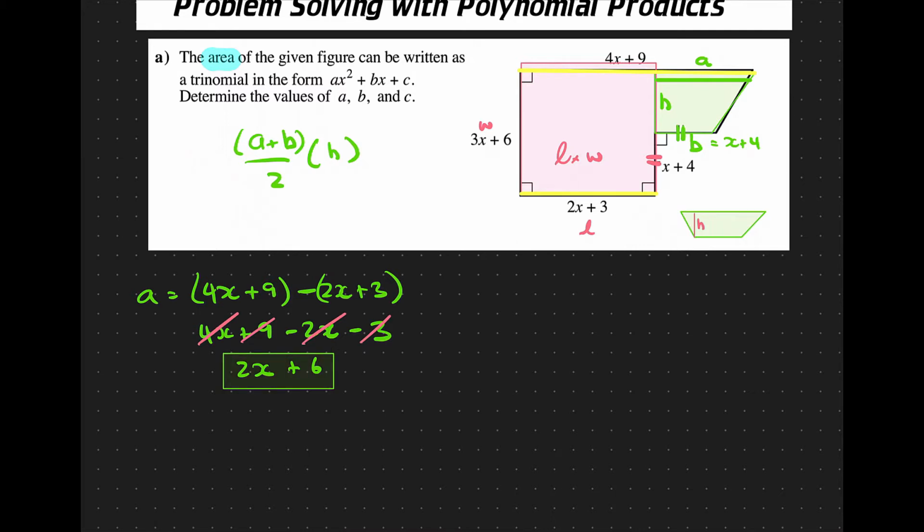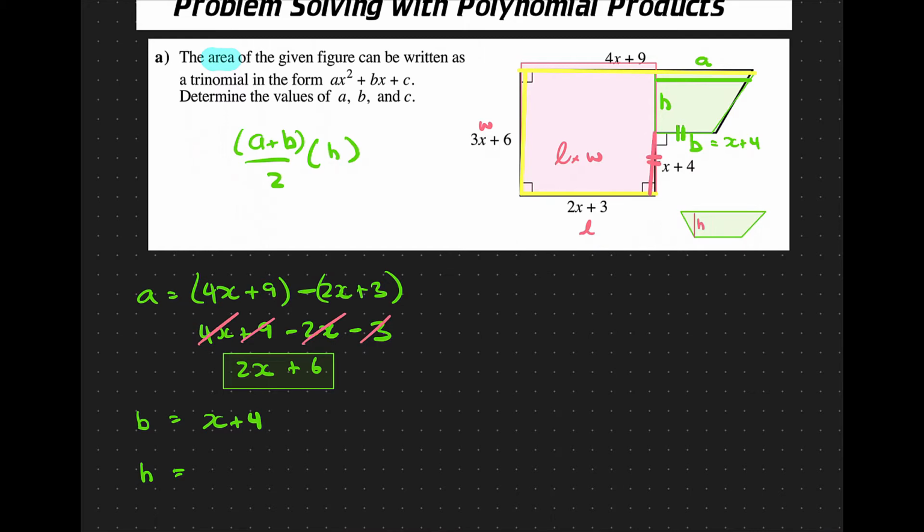Okay, and we already know that B is equal to x plus 4. Now, what about the height? So I need to calculate that height as well. So the height, let's take a look at this and see if we can figure it out, is going to be this side right here, which is 3x plus 6, and we're going to subtract from that this one right here, which is x plus 4.